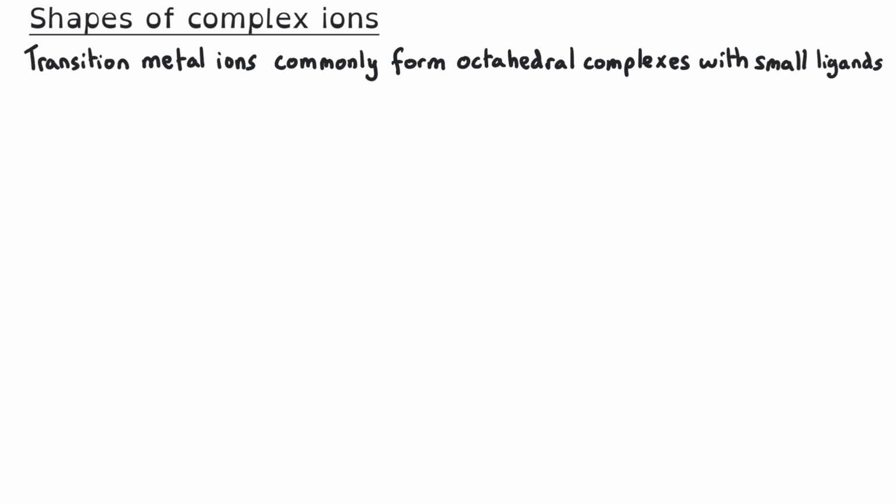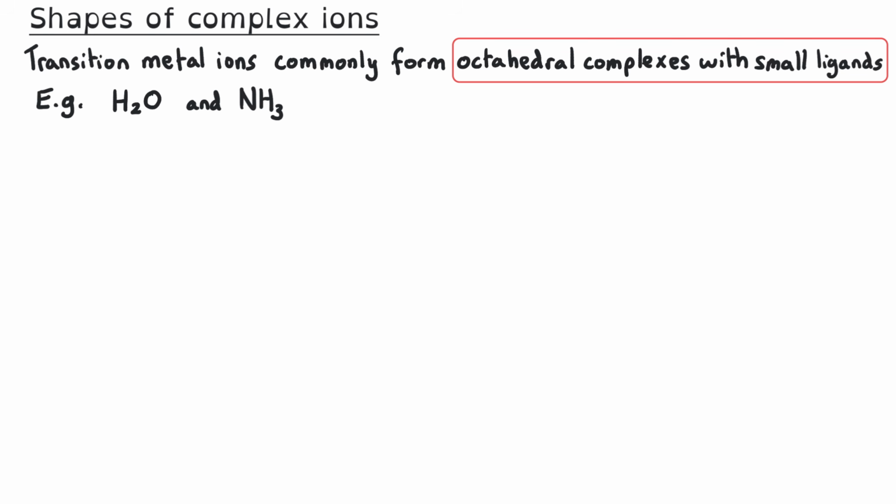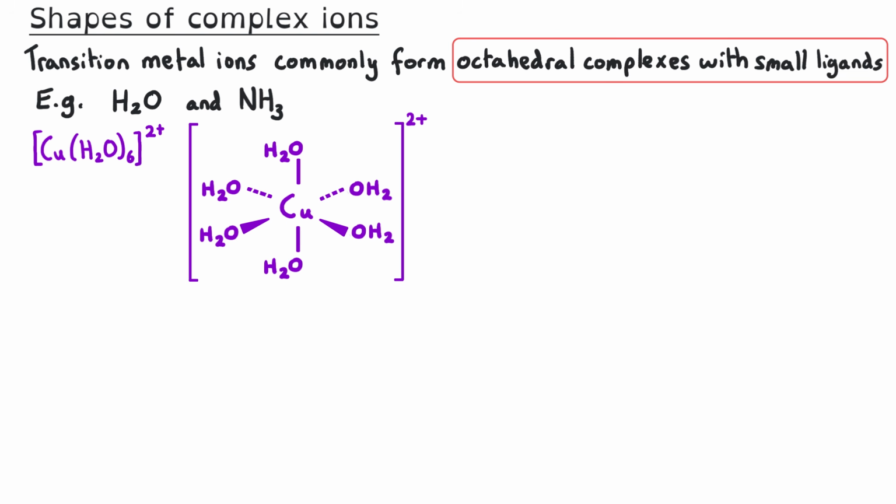Transition metal ions commonly form octahedral complexes with small ligands, for instance with water ligands and with ammonia ligands. I'm showing the formula of a complex ion here. We've got copper and we've got 6 water ligands and a 2+ charge overall. This will form an octahedral shape like I'm showing here. You need to be able to draw complex ions like this, giving a clear indication of the spatial arrangement of those bonds and those ligands. We need to show the square brackets around the outside and the overall charge that's being carried by this complex.